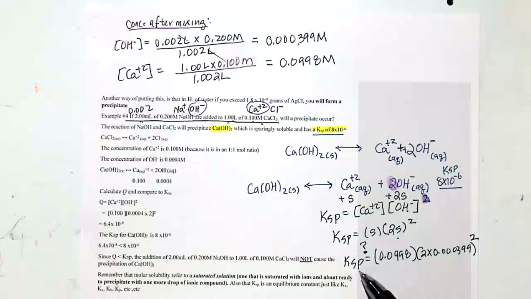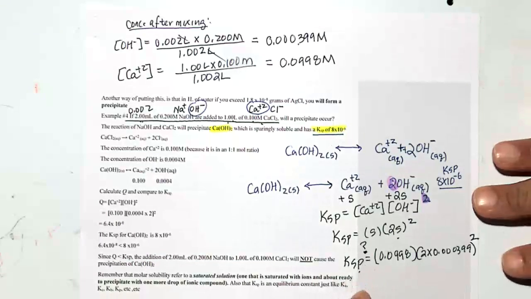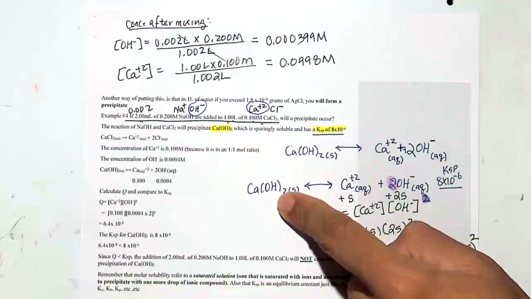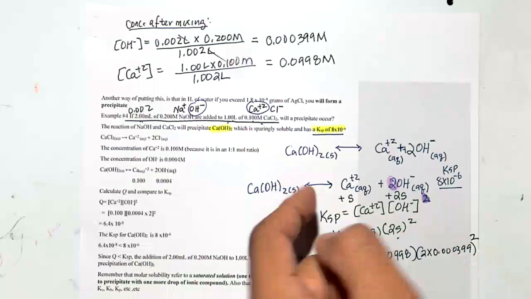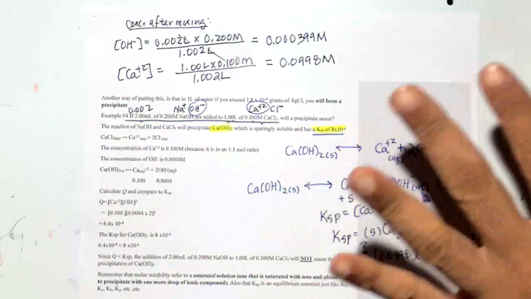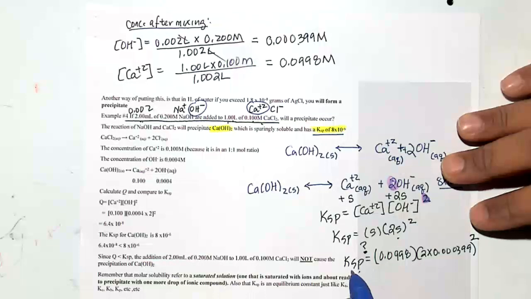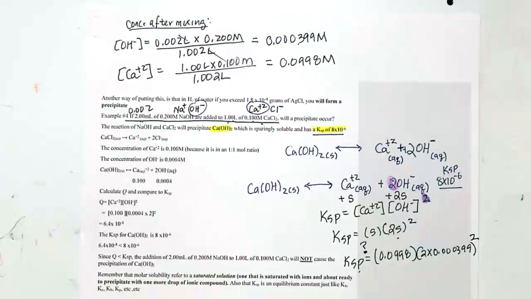We will ask ourselves the question: if this equals KSP, which is 8 times 10 to the minus 6, we have a saturated solution. But if these concentrations do not equal KSP, which way will the reaction shift? Will it shift to the left side to give us solid calcium hydroxide, or to the right side to give us no calcium hydroxide solid? So we calculate this and compare it to KSP.